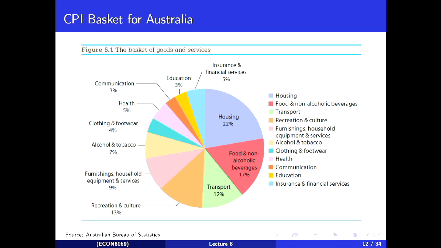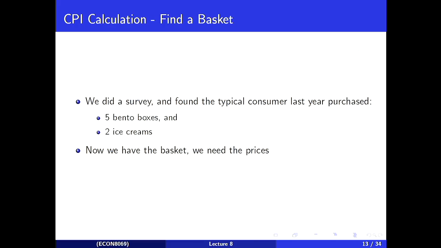Let me get a nice pretty graph from the ABS. Okay. So now we're going to do an example calculation. So suppose we, with the ABS, we did a survey and we found surprisingly thin data. We found that in the entirety of last year, the only things that the average consumer purchased were 5 bento boxes and 2 ice creams, to make our life easy. This is going to be our step 1, is we go and we survey people and we get a basket of goods that is what the average person bought last year.